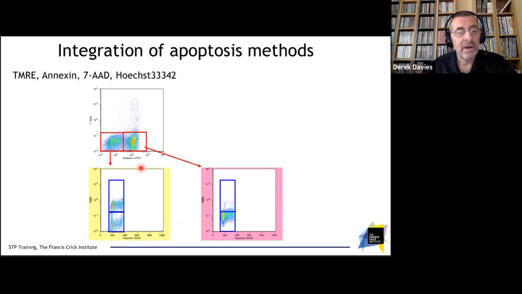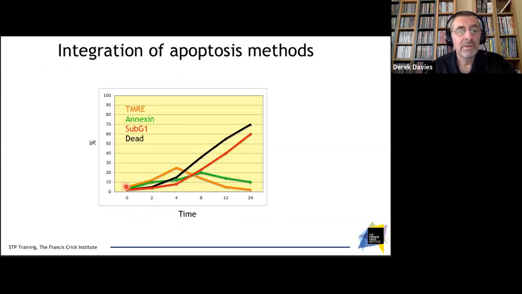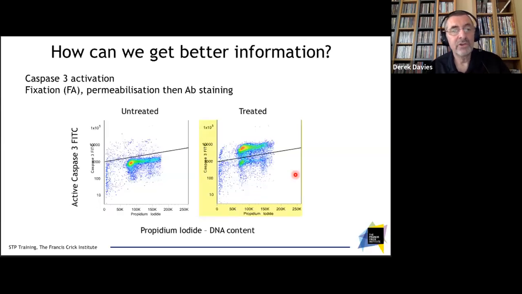So because again, this is a live cell assay, I can do it over time. So I can plot the percentage of cells that are positive by TMRE versus annexin, so the orange and green lines here. So that shows me that cells are entering apoptosis via the mitochondrial route before they externalize their phosphatidylserine residue. And we don't start to see any sub G1 till the cells start to externalize their phosphatidylserine residue. So we can use the multiplexing to help us get better or more information.